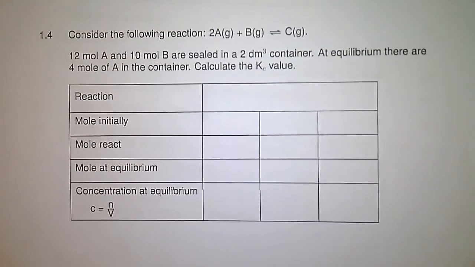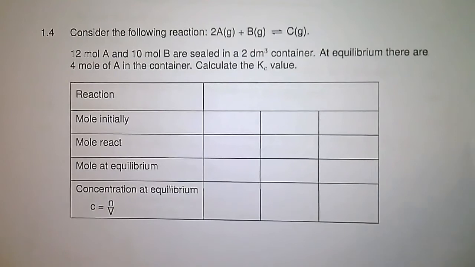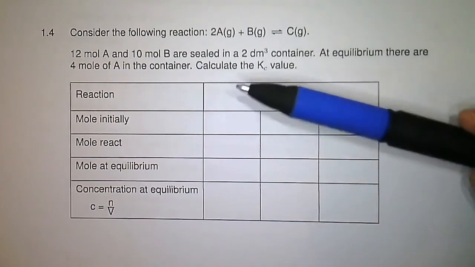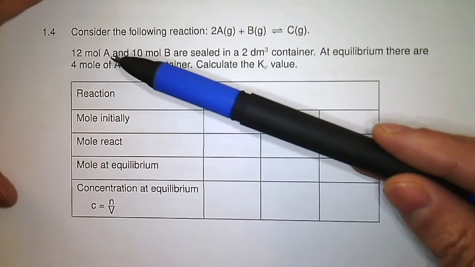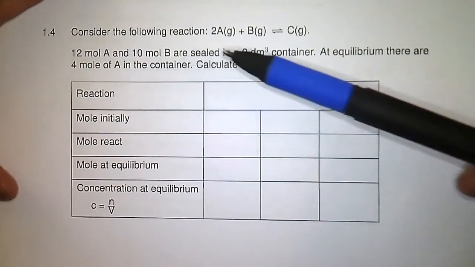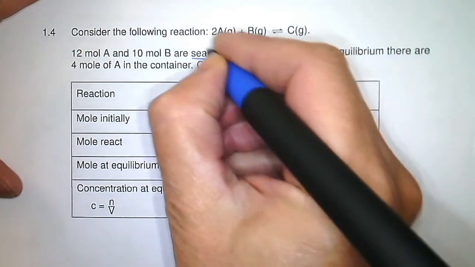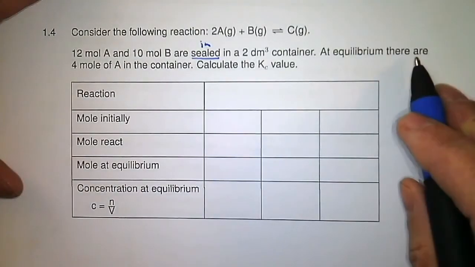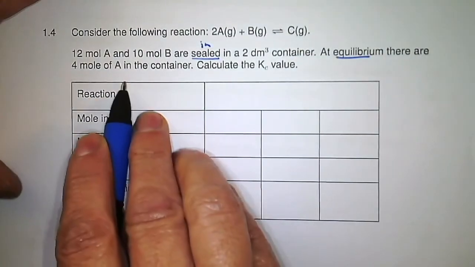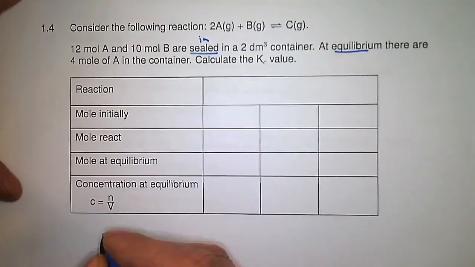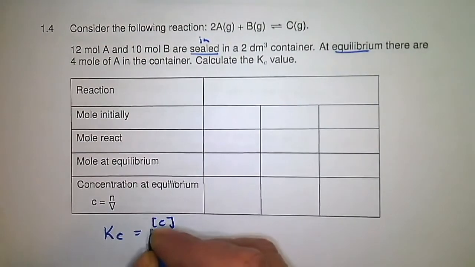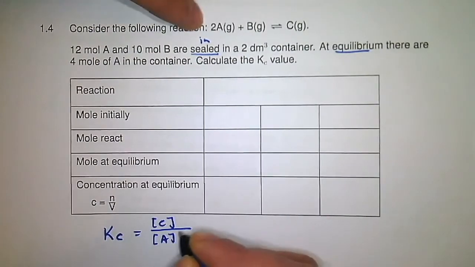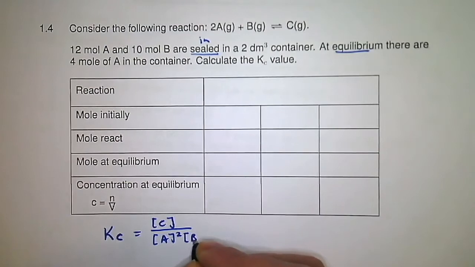Right, moving on to number 1.4, consider the following reaction. 2A plus B gives C, all of them gases, so they're all in the equilibrium constant equation. And they tell you that 2 moles of A and 10 moles of B are sealed. So this is what you put in, right? And then at equilibrium, you have 4 moles of A. And remember, when we do the Kc expression, now let's start with the Kc expression. That will be C concentration divided by A, and the 2 becomes a square, and B. Right.